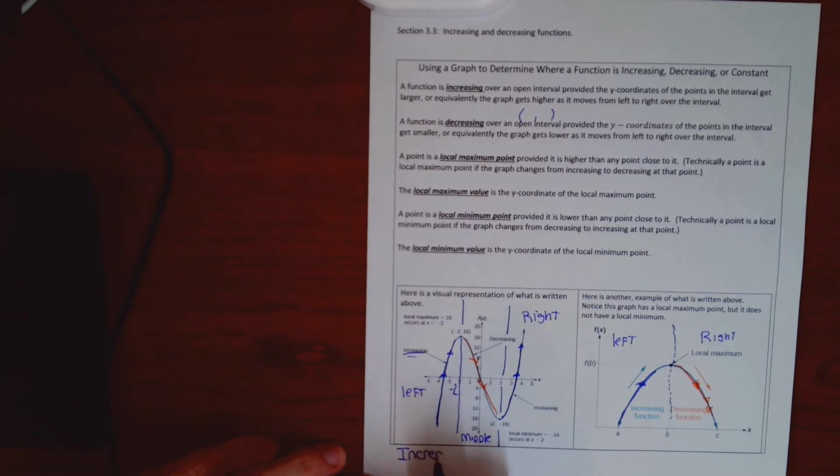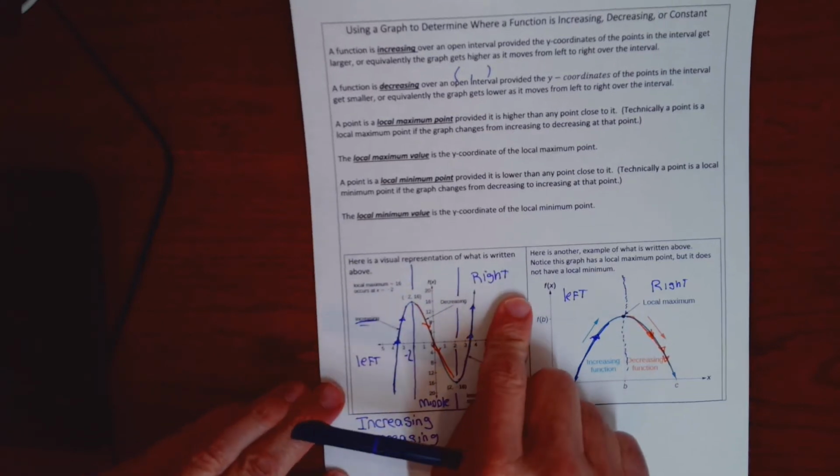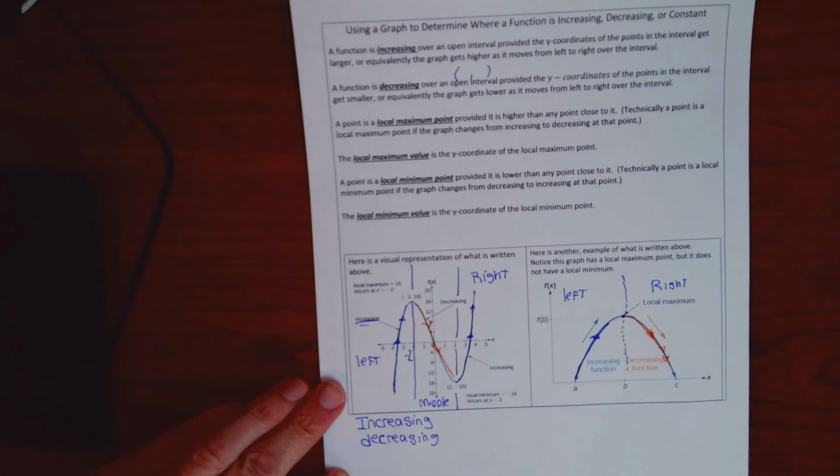So in the bottom left graph here, the graph is increasing in the far left and the far right region of the graph. It's decreasing in the middle. How do I describe the points where it's increasing and decreasing? Kind of easy to do.